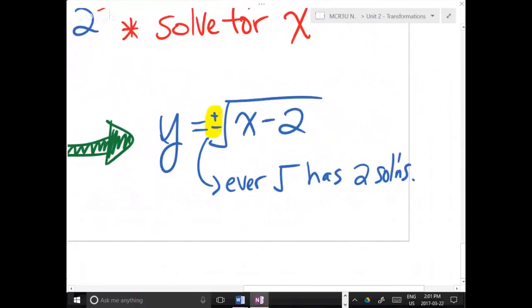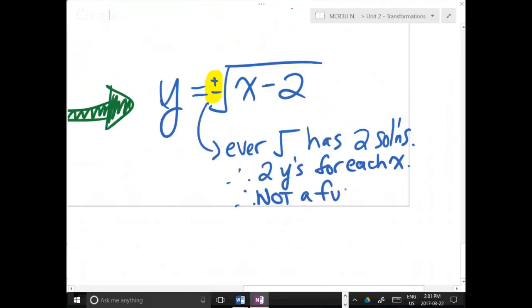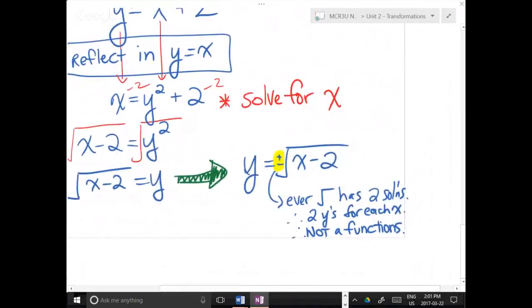Therefore, for every x value, how many y values will you get here? 2. Therefore, 2 y's for each x. Therefore, what can we note about this reflected equation? It's not a function. And that's okay. Some equations are functions, some aren't. Yeah. y equals plus or minus square root of x minus 2.